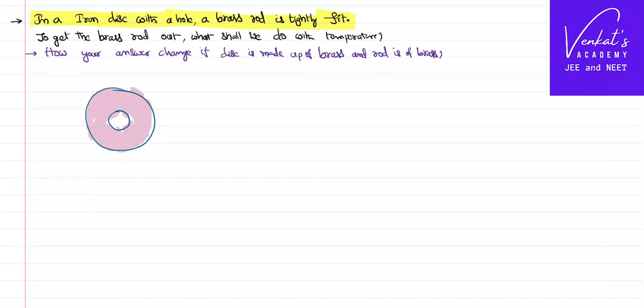There is an iron disc. In the iron disc, there is a hole. In that hole, another metal like a brass rod is tightly fit. So here is a brass rod. This is a brass rod. Now they are tightly fit.